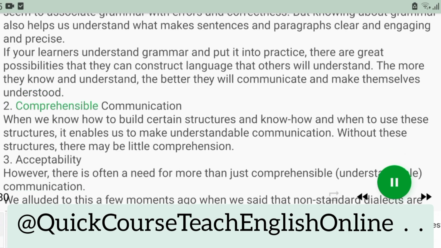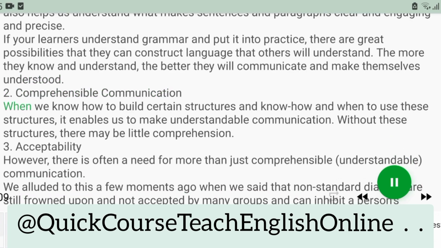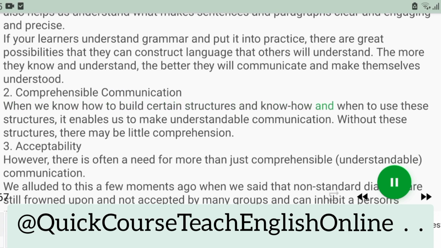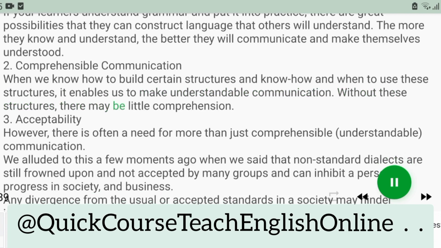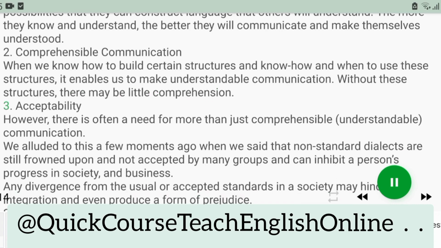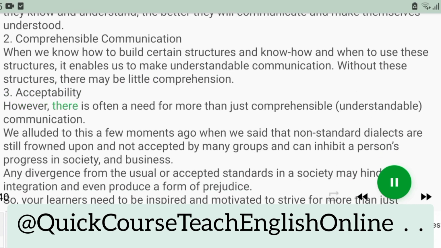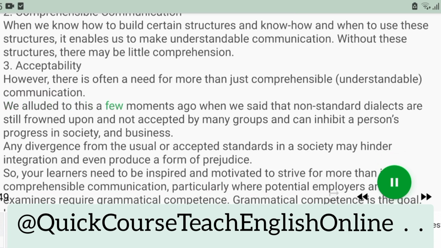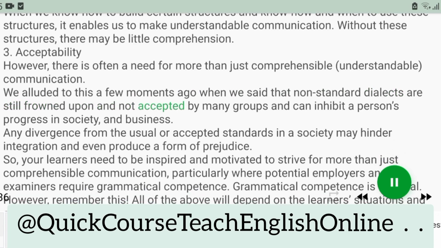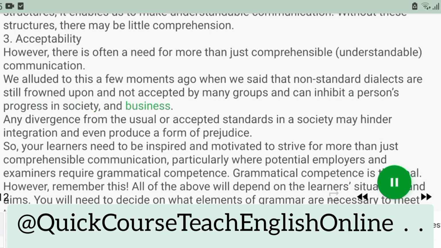2. Comprehensible communication. When we know how to build certain structures and know how and when to use these structures, it enables us to make understandable communication. Without these structures, there may be little comprehension. 3. Acceptability. However, there is often a need for more than just comprehensible, understandable communication. We alluded to this a few moments ago when we said that non-standard dialects are still frowned upon and not accepted by many groups and can inhibit a person's progress in society and business.